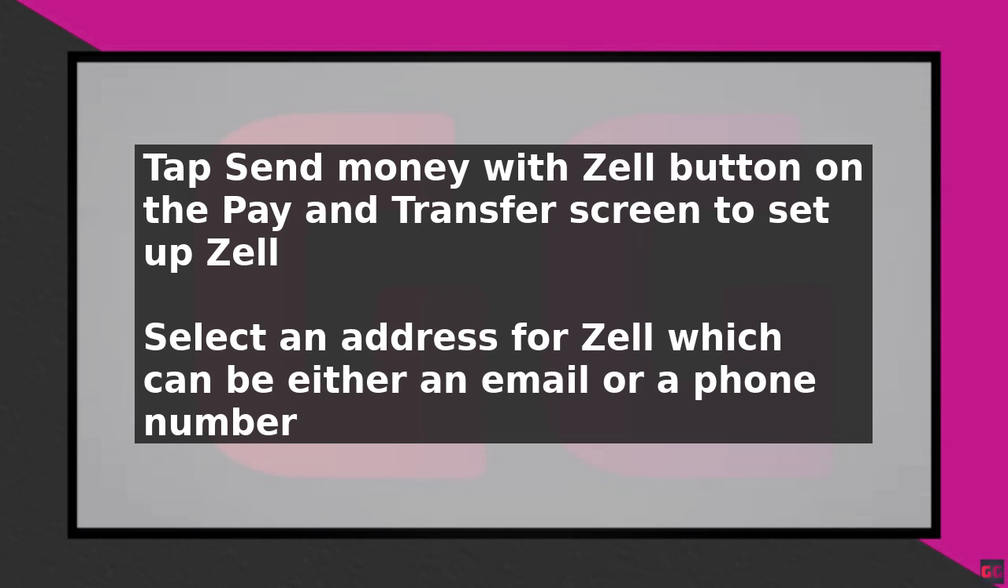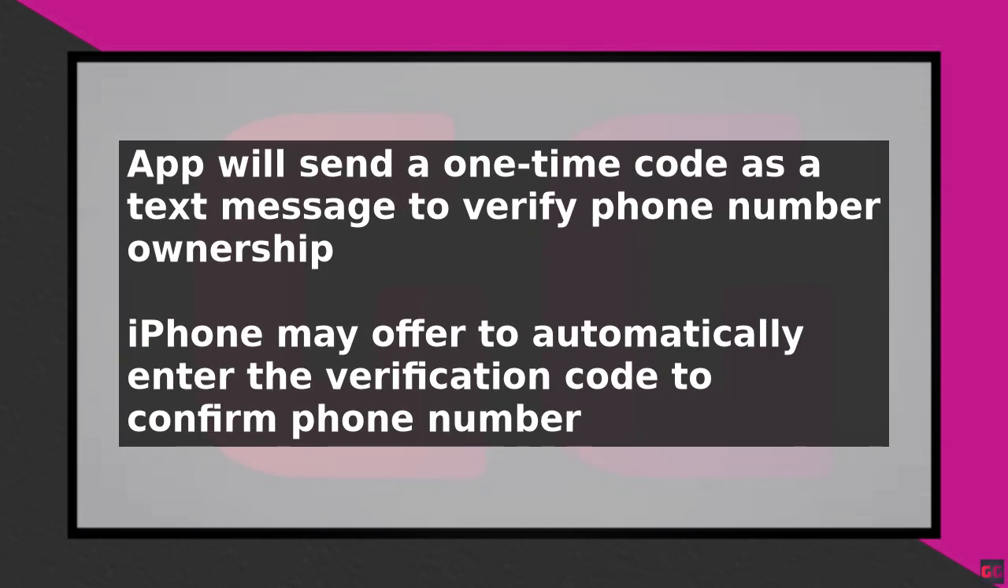As you haven't enrolled yet, you'll be asked to select an address for Zelle, which can be either an email or a phone number. After selecting your preferred address, in this case, a phone number, the app will send a one-time code as a text message to verify that you own the phone number. If you receive the code, it confirms that the phone number is yours. Your iPhone may offer to automatically enter the verification code, which you can agree to and then tap Next.